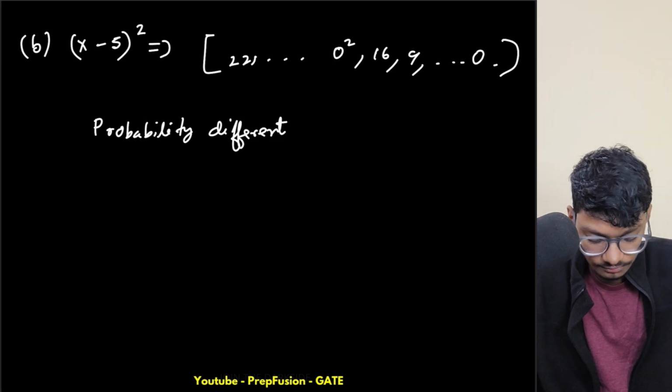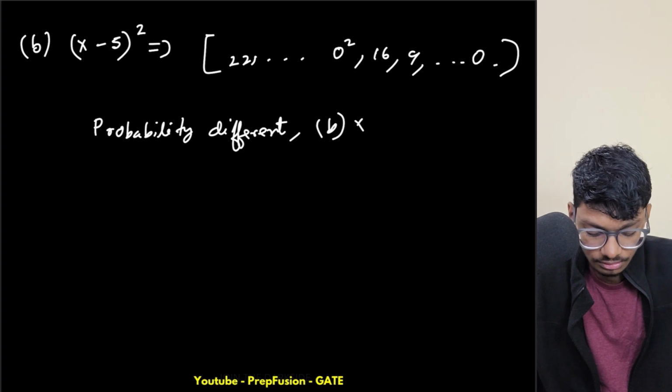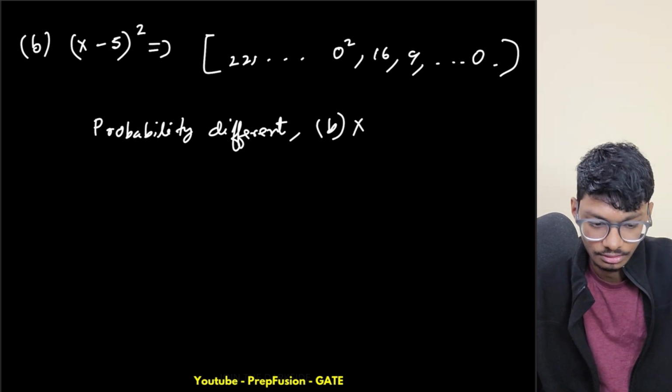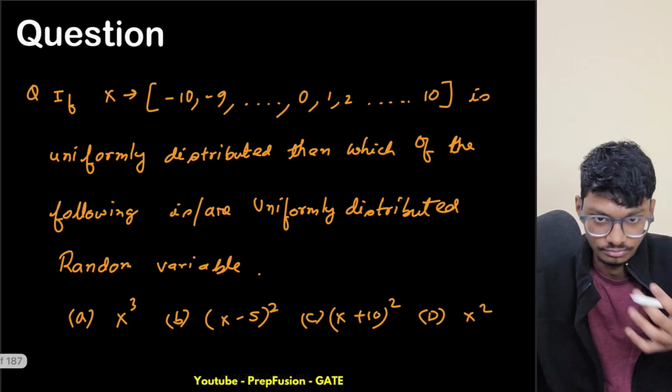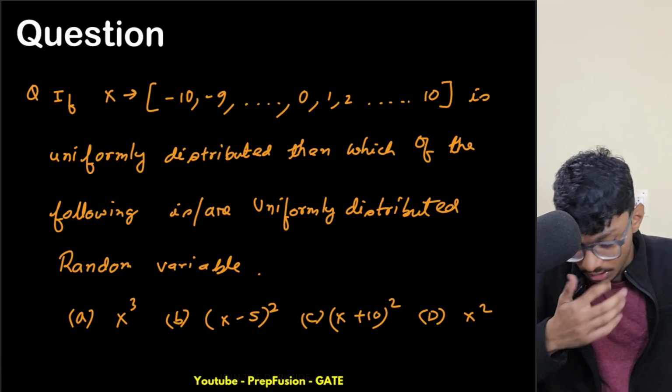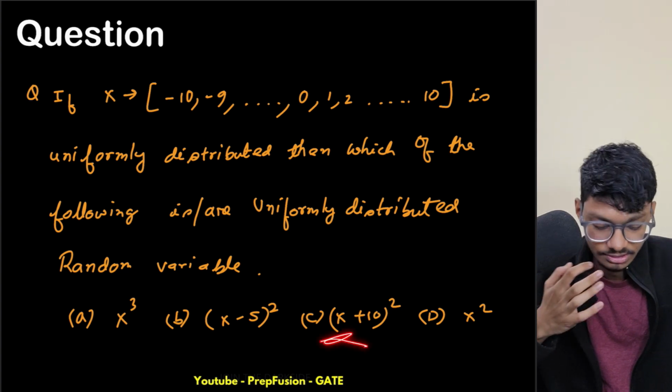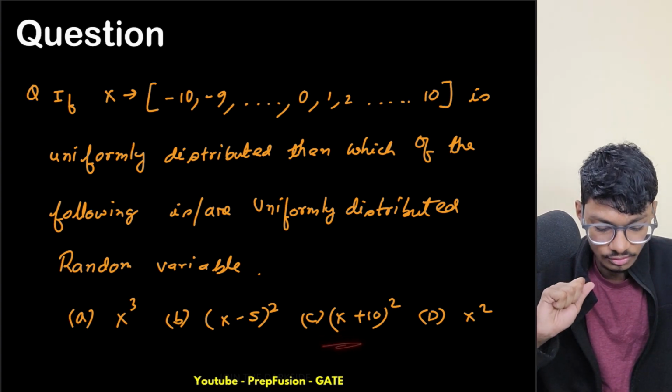Okay, so hence this is not a uniformly distributed random variable. Now let's go to the C option. You can check the same. Now I can do this just by saying, mentally, that x plus 10 whole square. Now if I do x plus 10 whole square, what will happen?